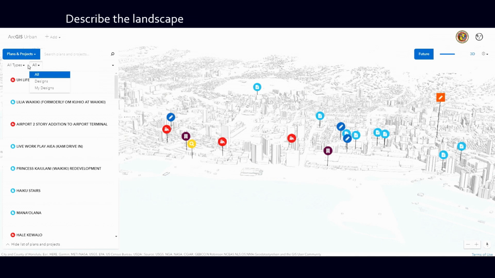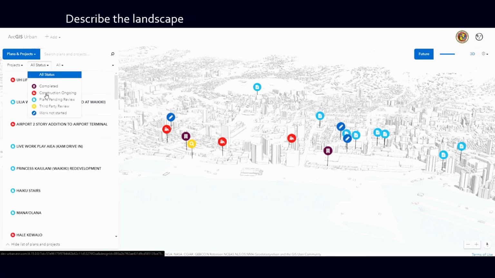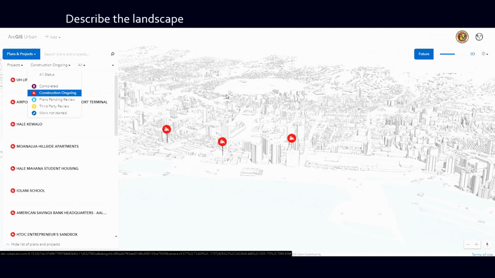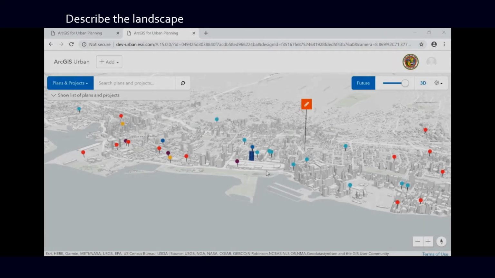And we can go through these projects and filter through them and find those projects that are under construction or have some other type of status that we may be interested in. So we can see all the projects that are under construction.